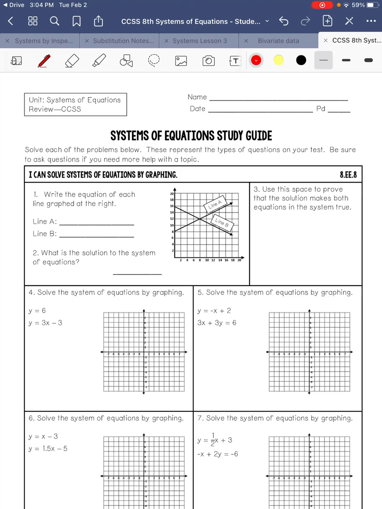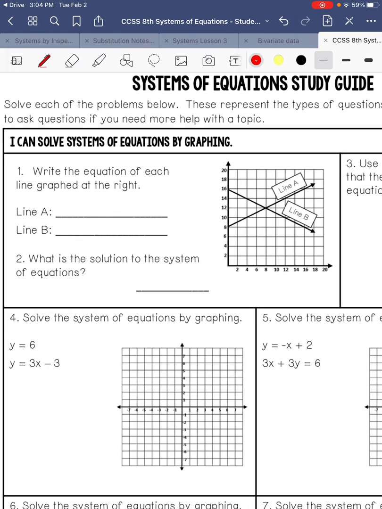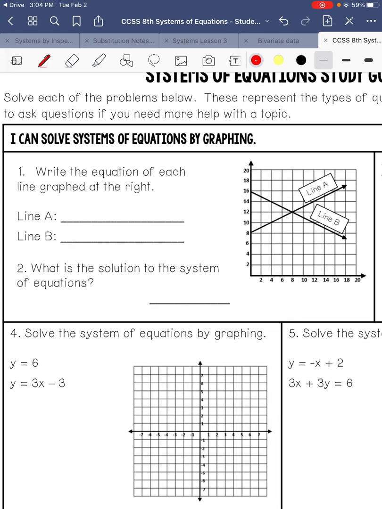Hey guys, this video is just going to be page 1 of your review. So we're going to start by looking at some graphing problems. Here it's asking us to write the equation of each line graphed at the right.